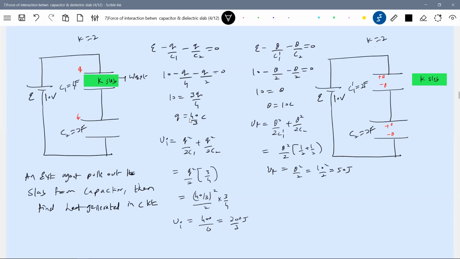So I'll proceed here now. This one, UI, I'll indicate by red color. This will be UI plus work done by cell plus work done by external agent equals UF plus heat generated. So I'm telling this one, the electrodynamics by IEDO. Don't go and read again because it's already explained.